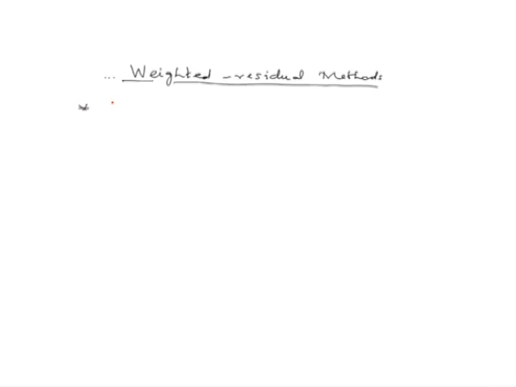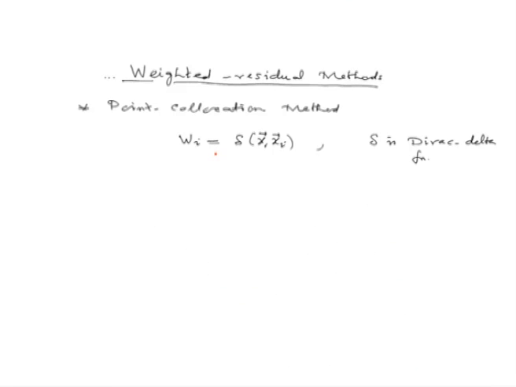And the first choice which we have made in the case of the point collocation method, why this method is called point collocation would become obvious now that we have chosen w_i to be delta(x - x_i). This delta is the Dirac delta function, and it has a very beautiful property: it is non-zero only when x is equal to x_i and elsewhere takes a 0 value.